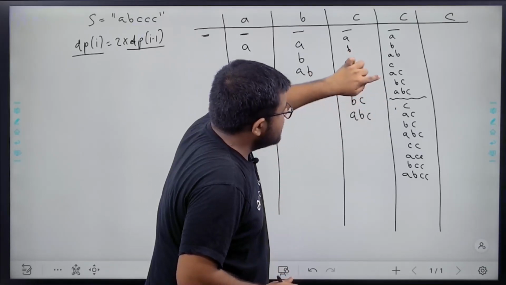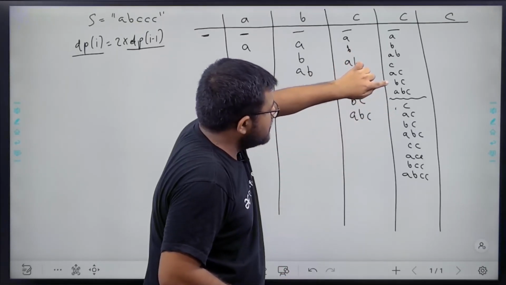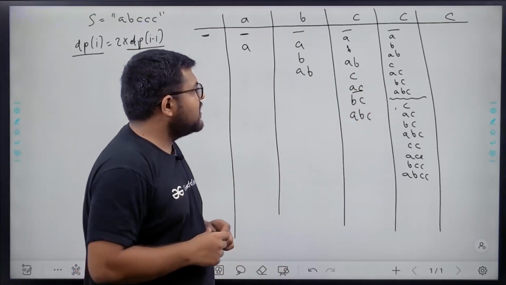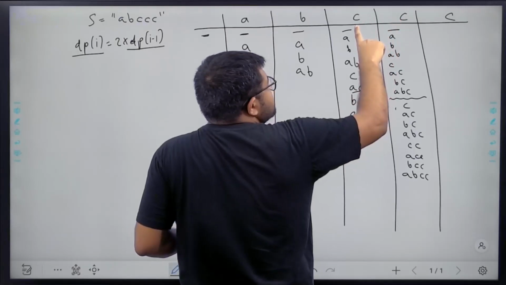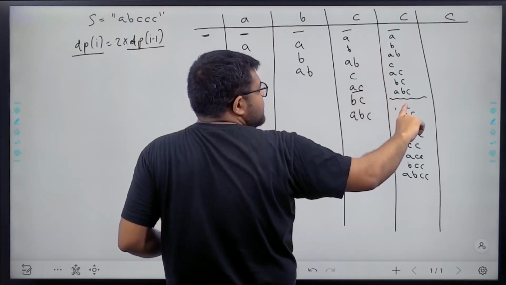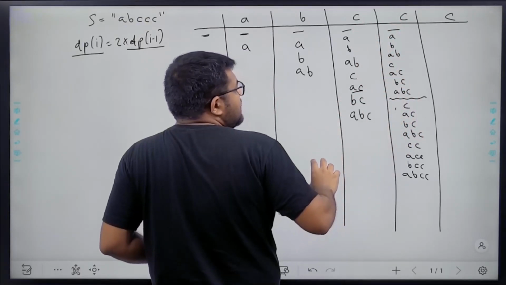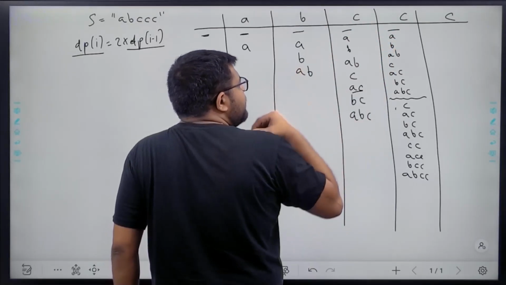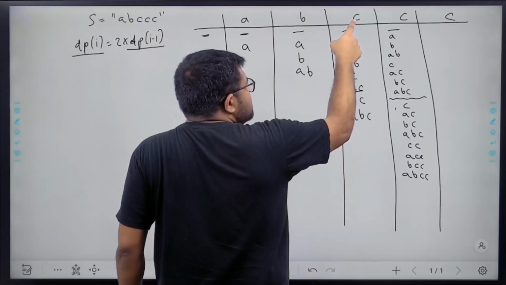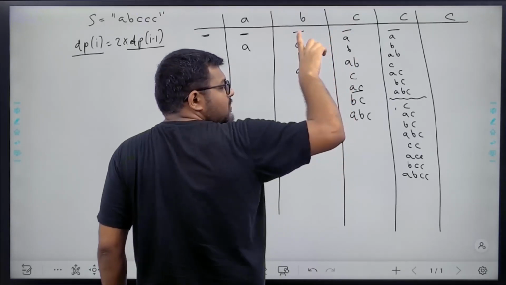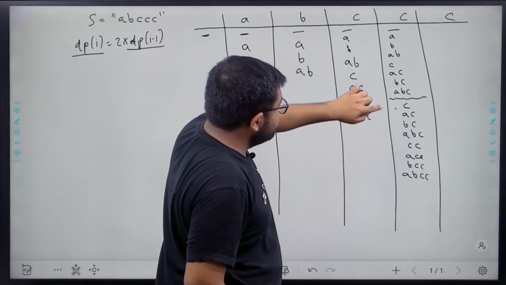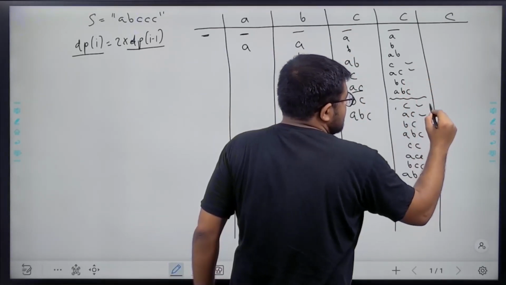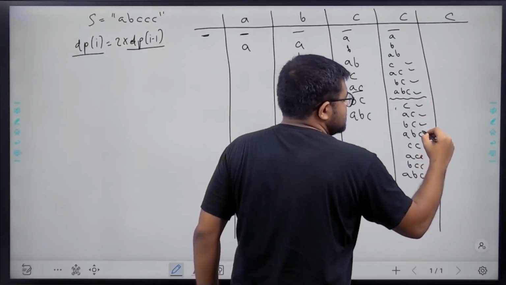C and C is repeated, AC and AC is repeated, BC and BC is repeated, and ABC and ABC is repeated. Why is it repeating? Because I added C to these 4 subsequences, and these are repeated. Now, why are they repeated? When were they first generated? They were first generated when I attached this C with these. Please understand this carefully. What are the repetitions? C and C, AC and AC, BC and BC, ABC and ABC.